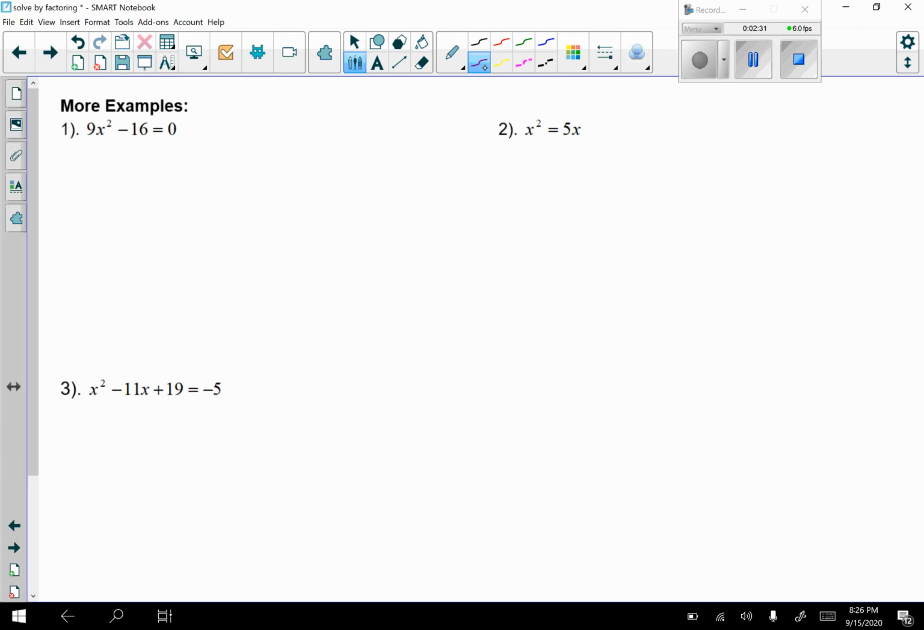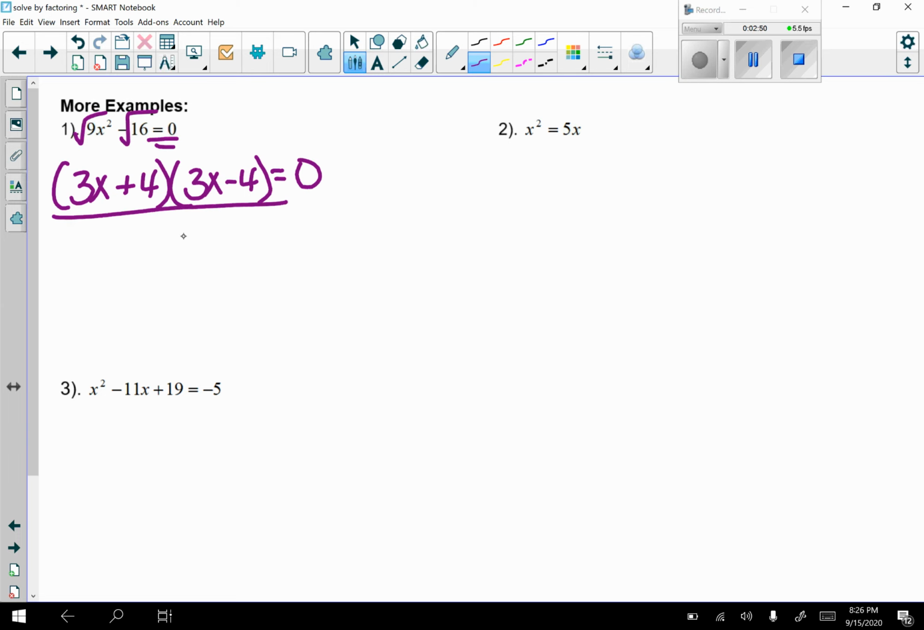So number 1, I have 2 terms. You'll notice here, hopefully, that it's dots, so I'm going to square root each piece. I get 3x plus 4 and 3x minus 4, but it's a solving question. There's an equal 0, so I have to carry that down. I'm going to tee it off.